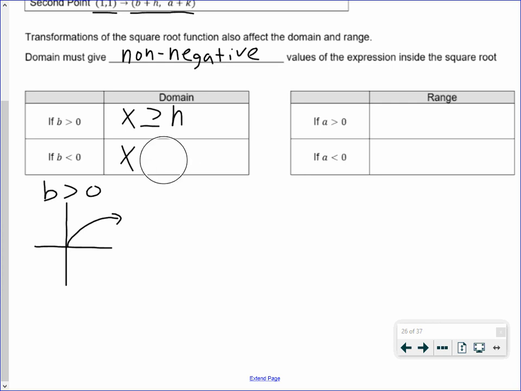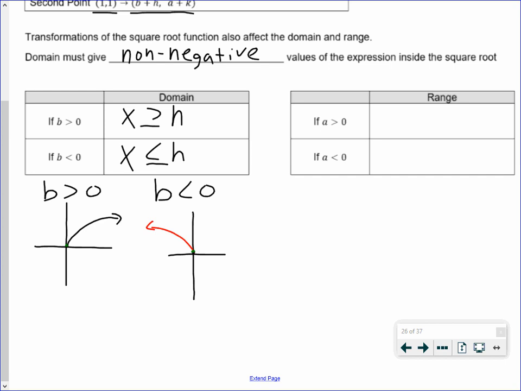it has to be less than or equal to. If b is negative, that means we're reflecting over the y-axis. So if b is less than 0, our new function is going to be facing towards the left. We're reflecting over the y-axis, so we go from going to the right to going to the left. That's why x will be less than or equal to your h value, because the x value of the initial point where these start will be your h value. We'll see what I'm talking about when we go through a couple of examples.